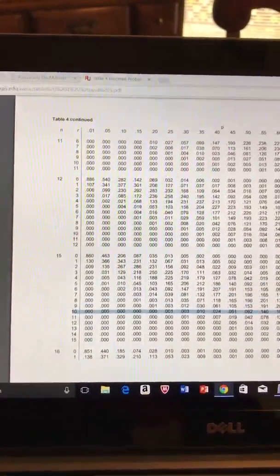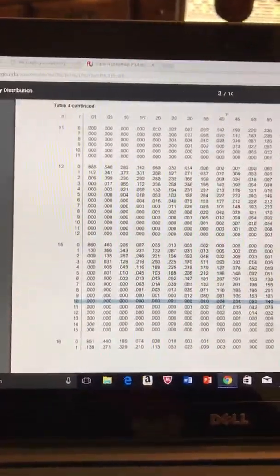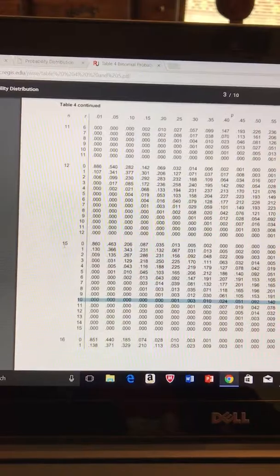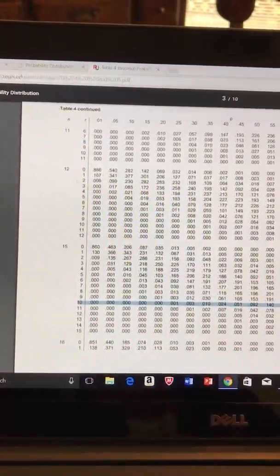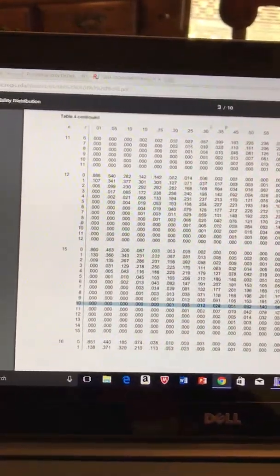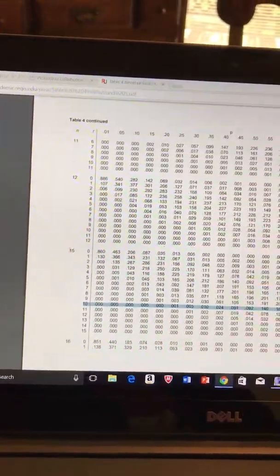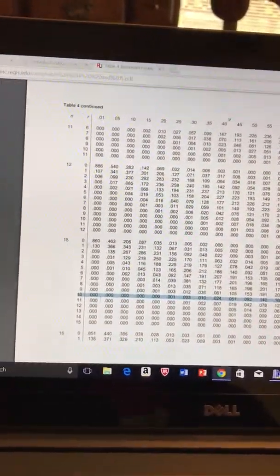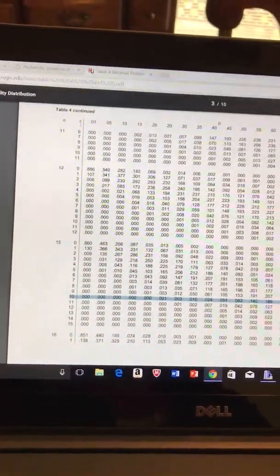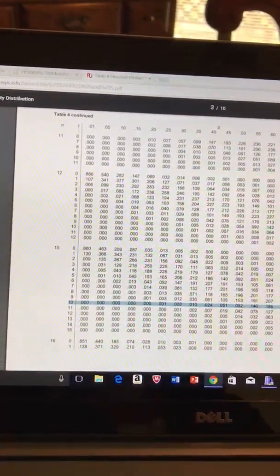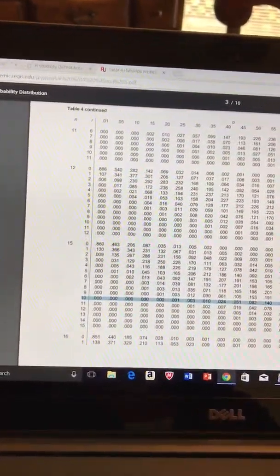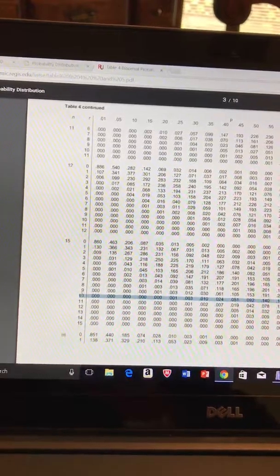So you have to find the n value you're talking about. For this one, n is 15, which is over here. But like I said, this skips 13 and 14. So if we were using those, we wouldn't be able to use this chart. And then we're going to do the probability that X equals 10. Your X, they call it an R, but we use X here. Your X is 10, so you go down to 10.